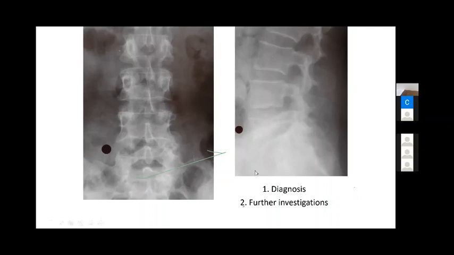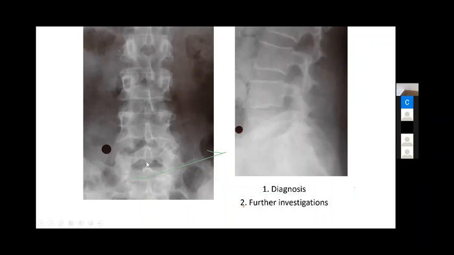Extra skeletal malignancy patient showing the lumbar spine AP view and a lateral view. Anything abnormal you notice? Lysis of the pedicles. There is loss of vertebral height. Lysis of pedicles, loss of vertebral height. Somebody said L5 level pedicle. So what do you call that? Winking owl sign. Winking owl sign, yeah. Seen in metastasis.